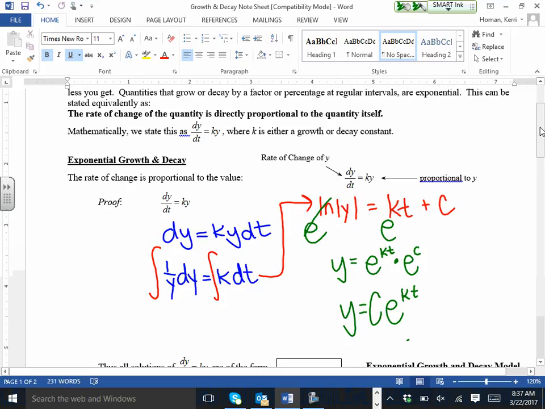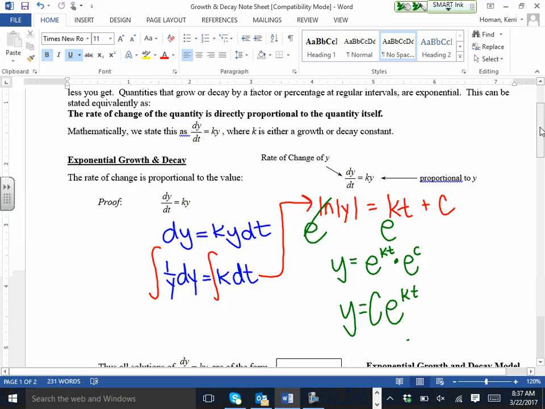Now, some of you are saying, hey, it looks like PERT. Correct. It is PERT. Okay? It's PERT. Now, we are going to call it y equals c e to the kt. If you would like to think of it as PERT, where p is like that principal amount and r is the rate, okay? That c and k act like that p and r in PERT.